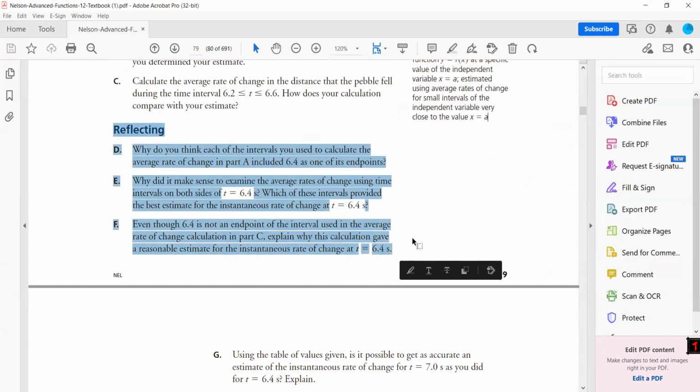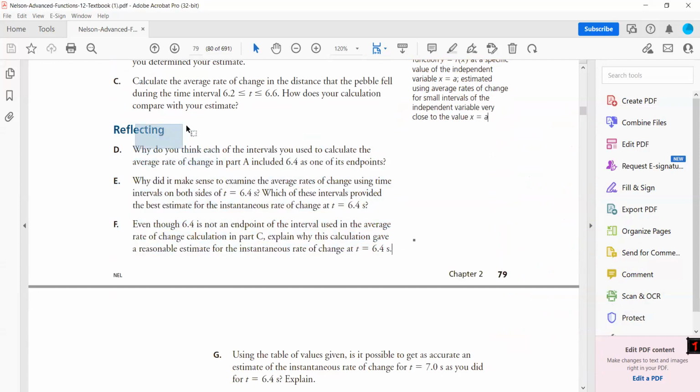So let's reflect on this investigation. Why do you think each of the intervals you used to calculate the average rate of change in part A included 6.4 as one of its endpoints? I think it was included because that was the point of interest for us. If we took some point that is far away from 6.4, we wouldn't be able to estimate the instantaneous rate of change at this specific point.